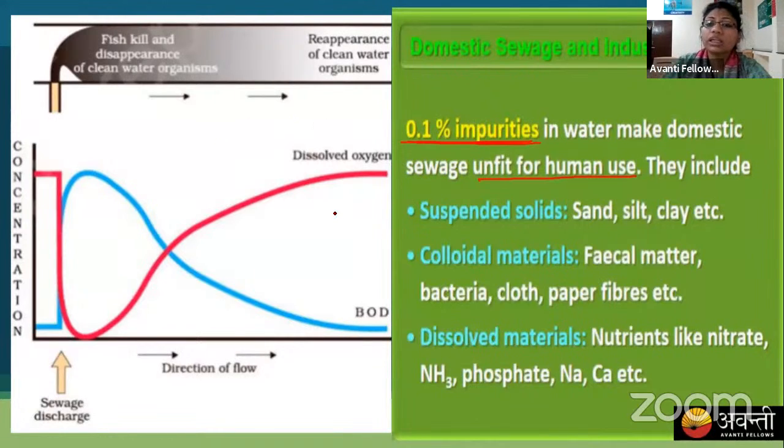And these impurities include suspended soils like sand, silt, and clay; colloidal material like fecal material, bacteria, cloth, and paper fiber, dissolving the paper in water; and the third is dissolved material such as nutrients like nitrate, ammonia, phosphate, sodium, and calcium. You have seen that groundwaters are usually hard water due to the presence of calcium and sodium in it, right?